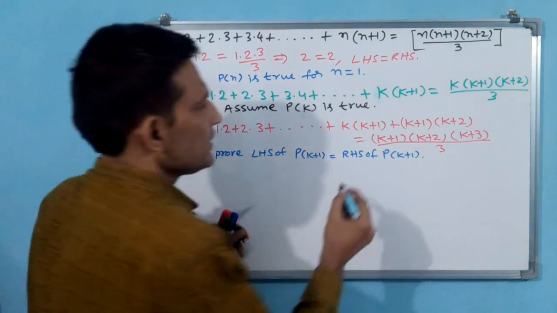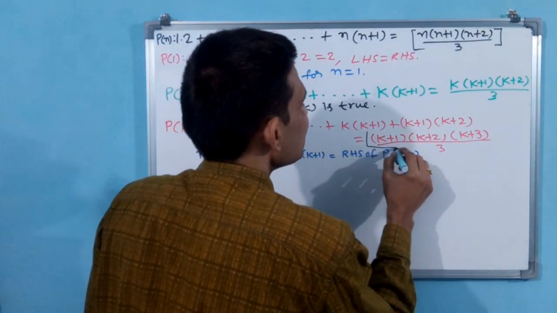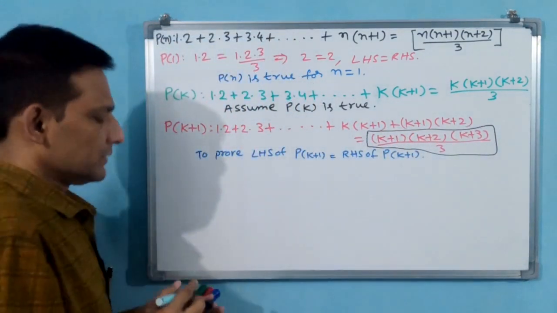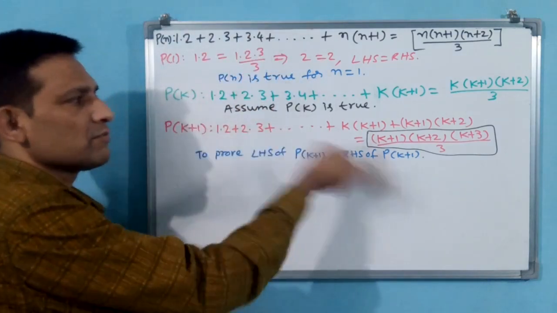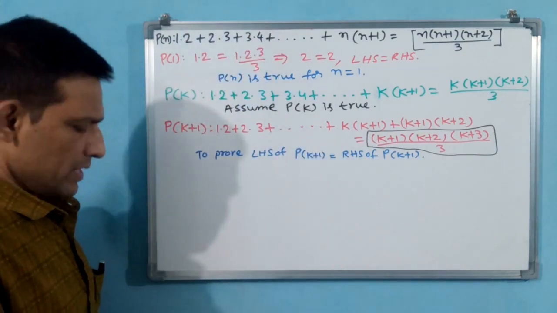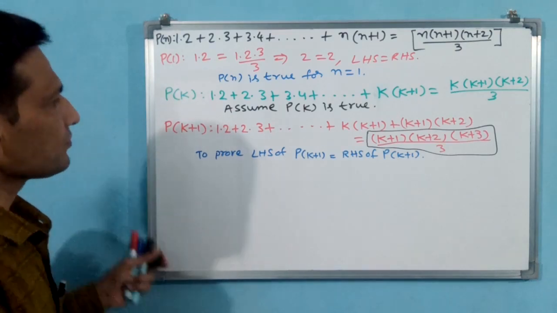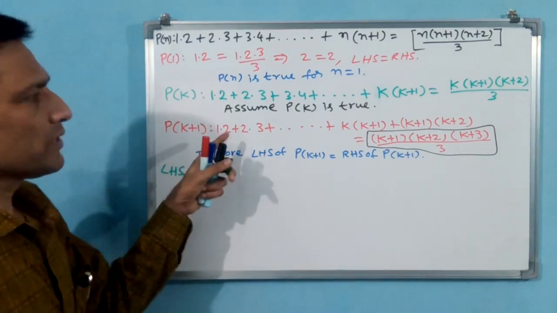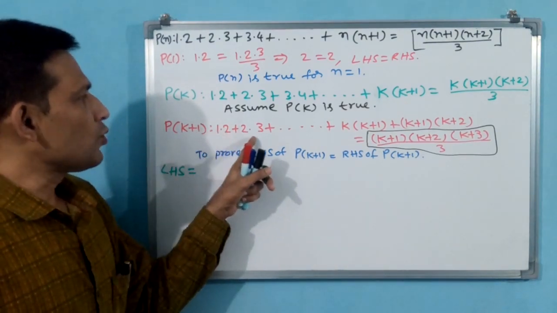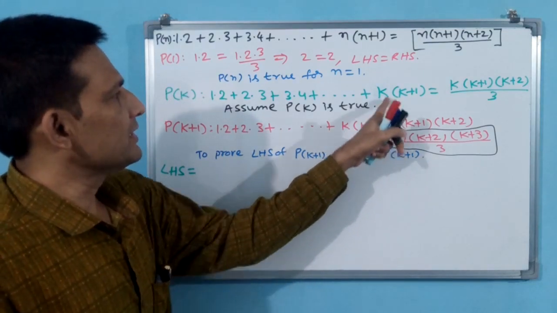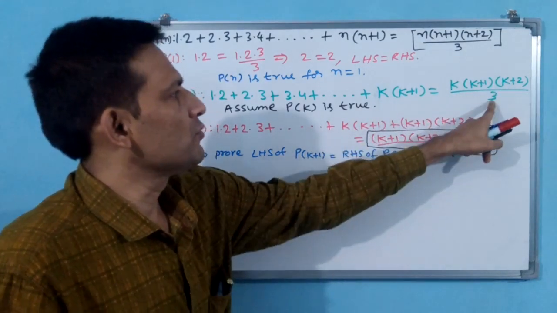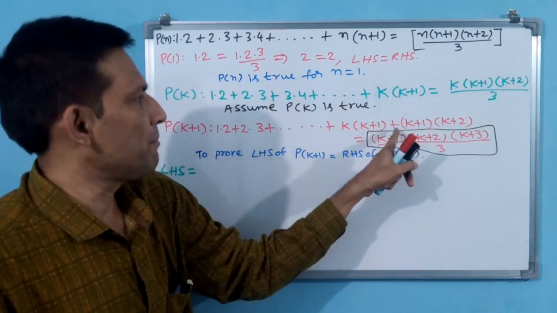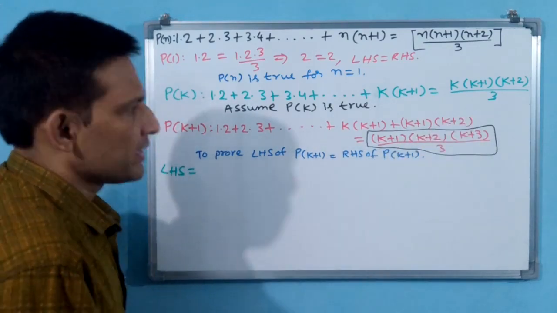What I am going to do, see this I am making in a box, because this we have to prove. Okay, finally LHS also we will make one box. Okay, let us write now LHS. LHS is equal to, you see, LHS we can convert 1 into 2, 2 into 3 up to k into (k plus 1) is there already. k into (k plus 1) into (k plus 2) by 3. This we can replace as k into (k plus 1) into (k plus 2) by 3 plus (k plus 1) into (k plus 2). That we can write.